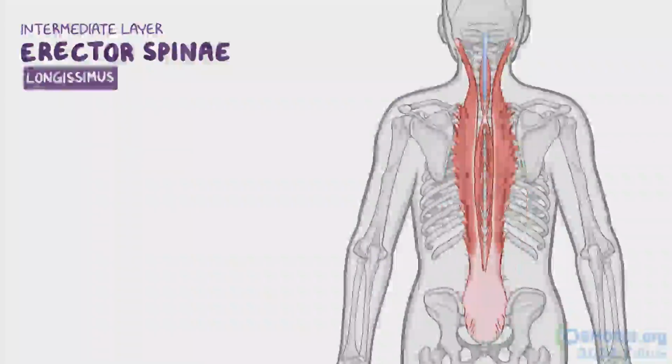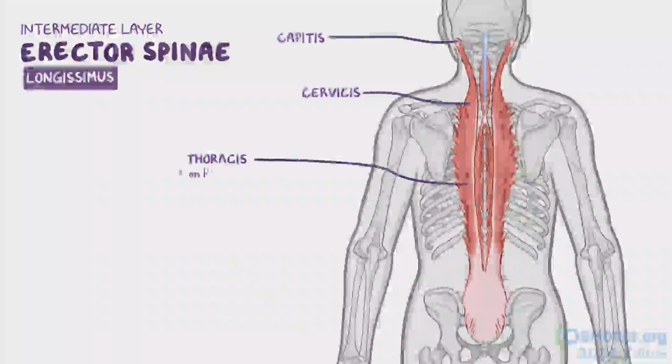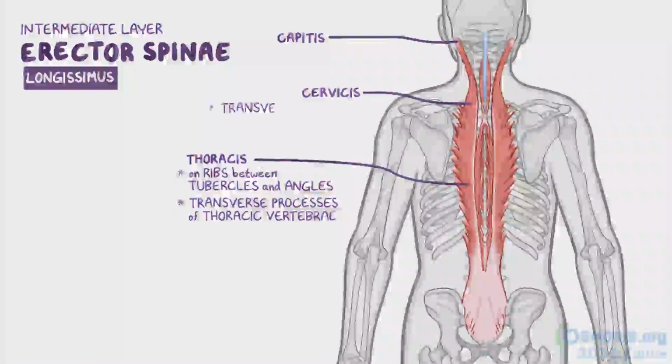The longissimus muscle has thoracis, cervicis, and capitis portions that insert on the ribs between the tubercles and angles, the transverse processes of the thoracic vertebrae, transverse processes of the cervical vertebrae, and the mastoid process of the temporal bone.